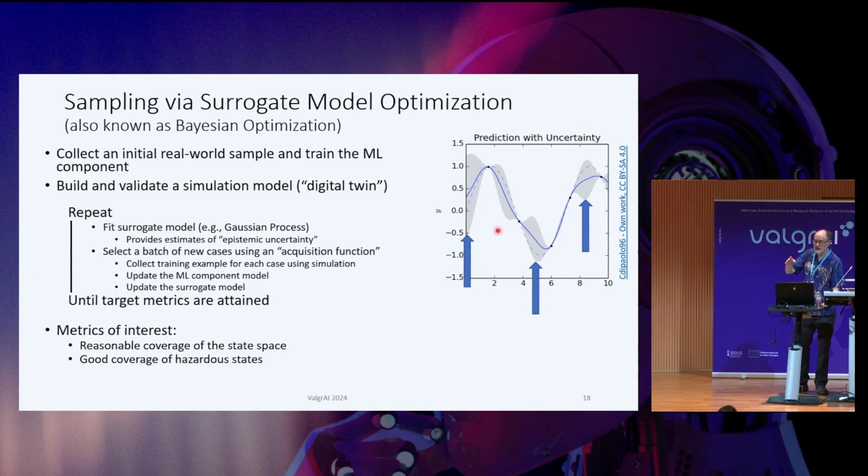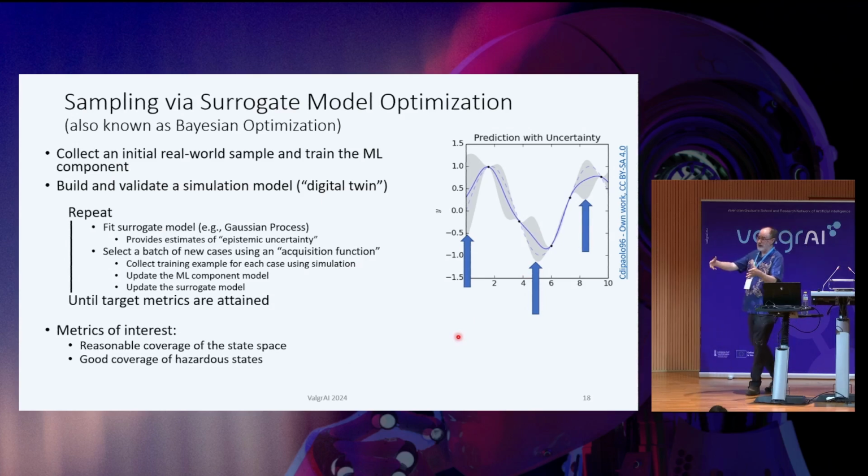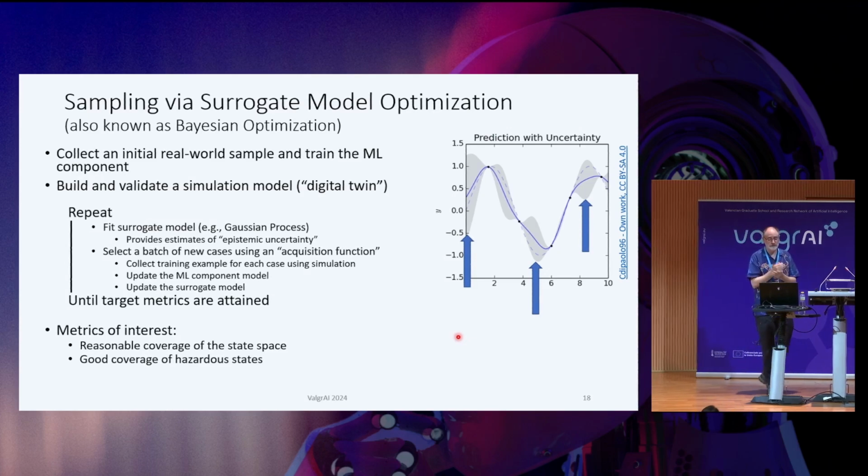So then once we fit this model, we use what is called an acquisition function to probe the domain in the places of maximum uncertainty. So in this case, I put these blue arrows saying, well, we should ask a query here because the model is very uncertain, and here, and so on. And we collect up a batch of those data points we want, and then we simulate them in our digital twin. We determine what the correct response or the outcome of the scenario will be, and then we use that to retrain our surrogate model and retrain our machine learning component model. And we can iterate this process until we can't find any more points where the model fails.